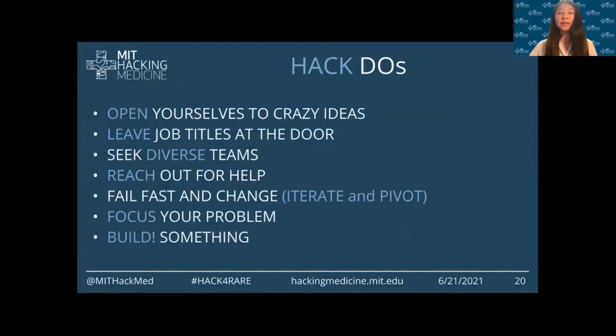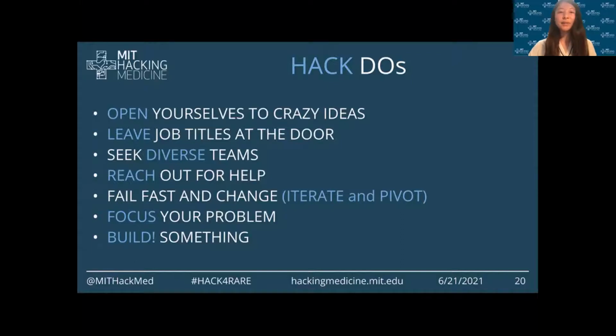We've learned some guidelines over the years from different participants for what to do during a hack, and we'd like to share this with you guys. We'd like you all to open yourselves to crazy ideas and leave job titles at the door. Here, we all have our unique and valuable experiences, perspectives, and expertise that we can bring to the table. It's really the collaboration that'll result in a great solution.